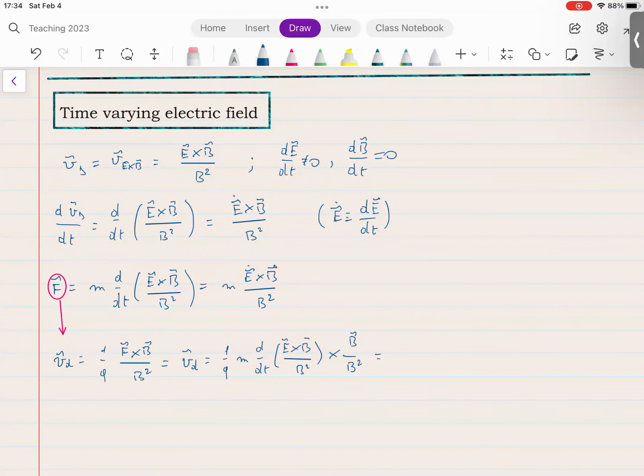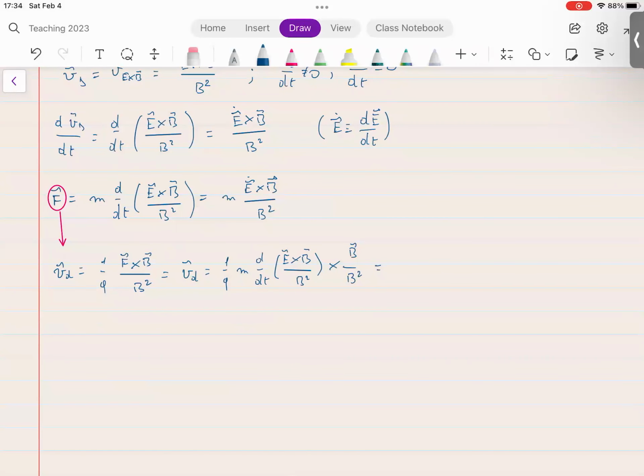So collecting pieces, this is not difficult. I'm going for once to do a few more steps. This is going to give me the mass that I take from up here, divided by Q times B squared, times the derivative of E cross B over B squared, cross B.